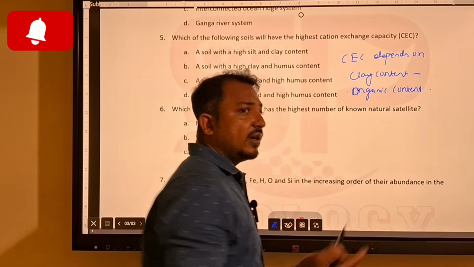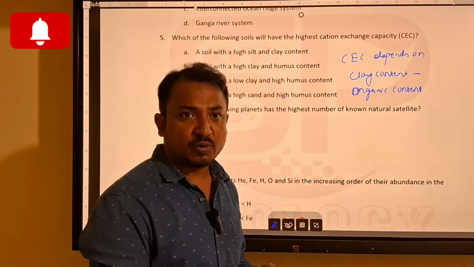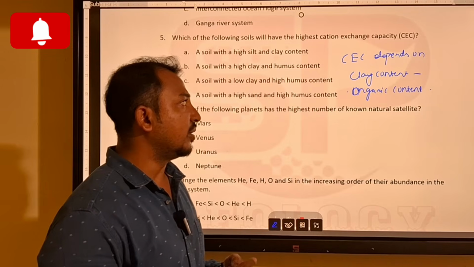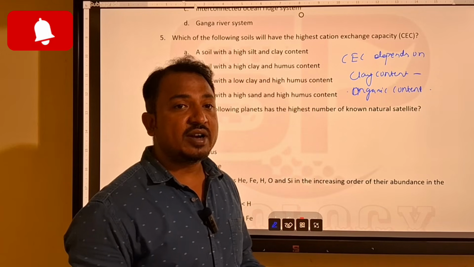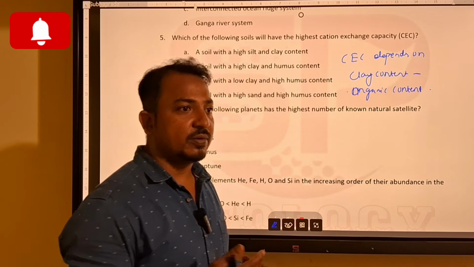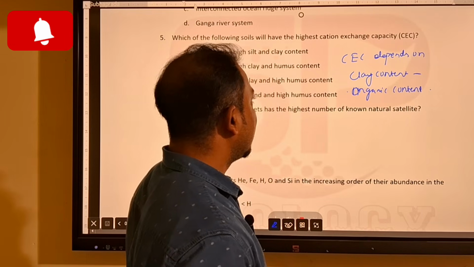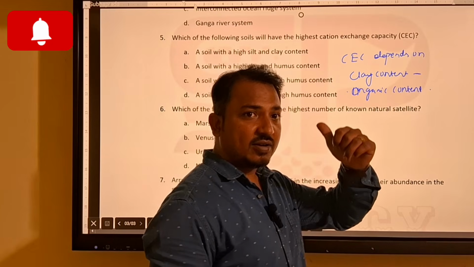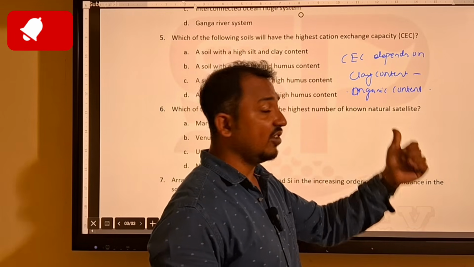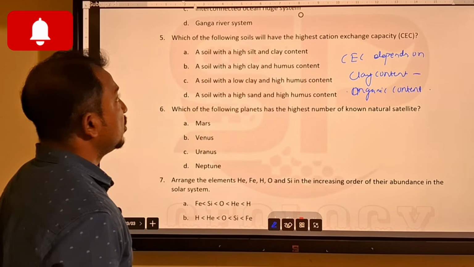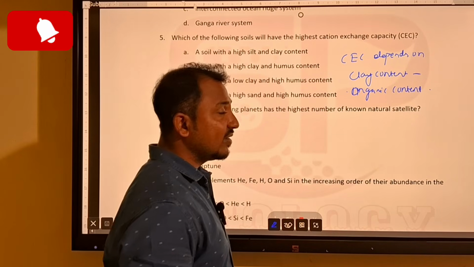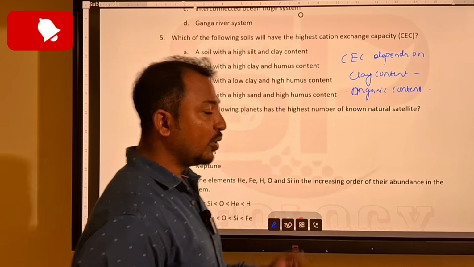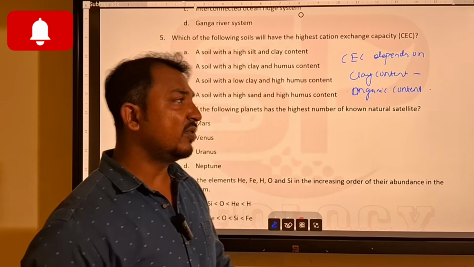Clay has a higher surface area and contains more negative charge, like montmorillonite, kaolinite, and illite type minerals. Organic content contains humus, which also has more OH minus ions, so it has high CEC capacity. Between humus and clay, organic matter has the higher CEC. So any soil with more clay content and more humus content will have more CEC.